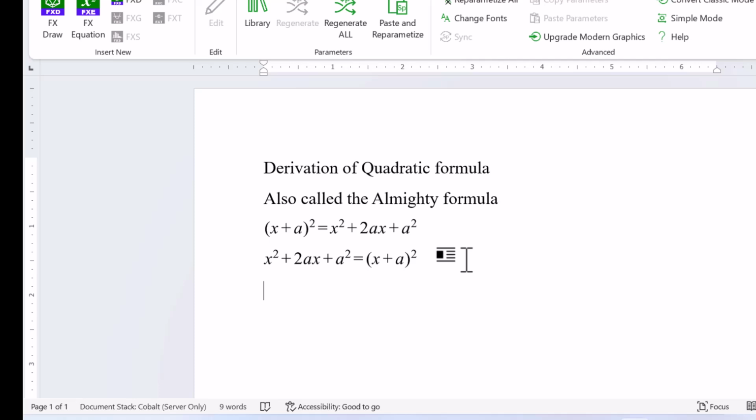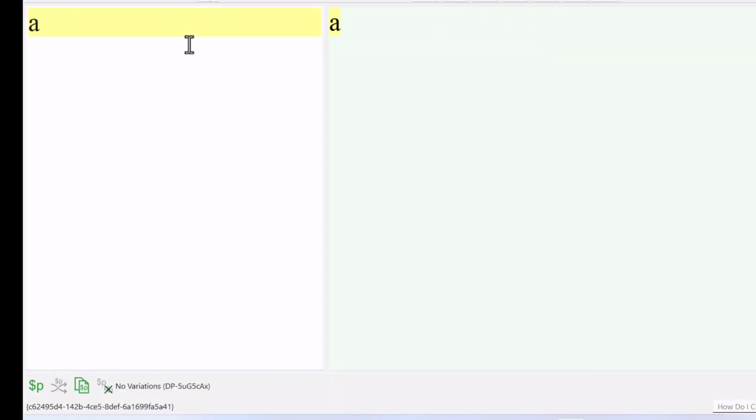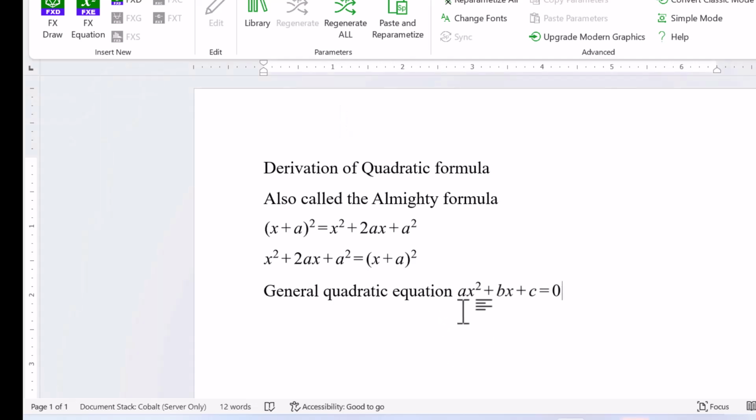Now remember the general quadratic equation. If I state the general quadratic equation, that is ax squared plus bx plus c is equal to 0. That's bx, not ba. So ax squared plus bx plus c is equal to 0. So this is the general quadratic equation. Now, with this equation, I can derive this almighty formula, which is the quadratic formula.